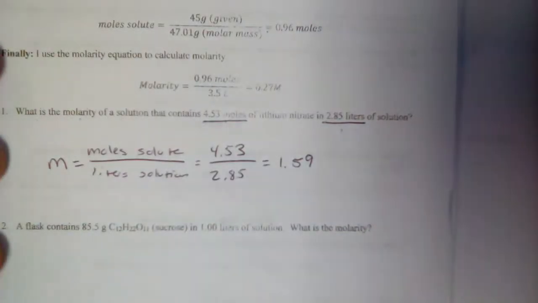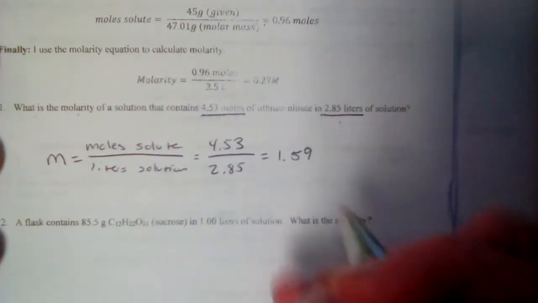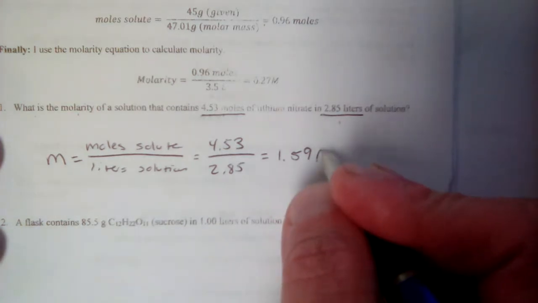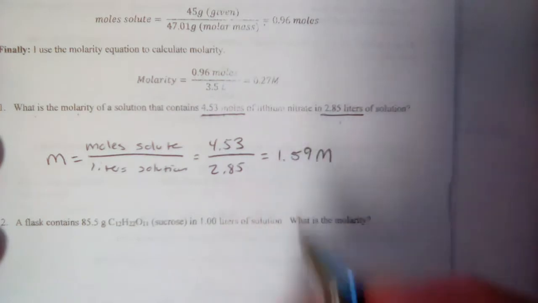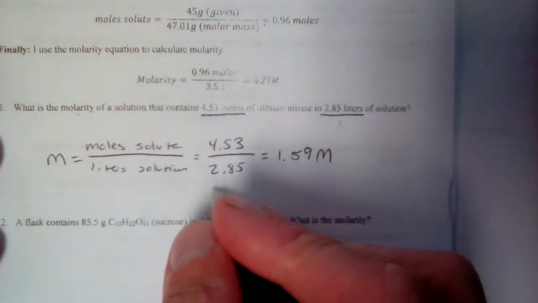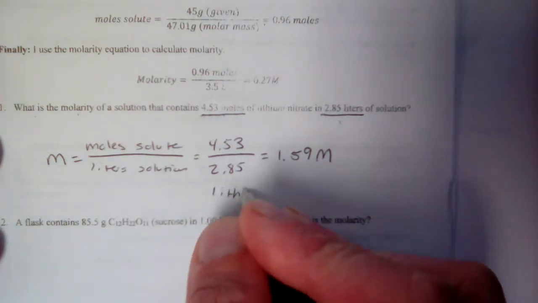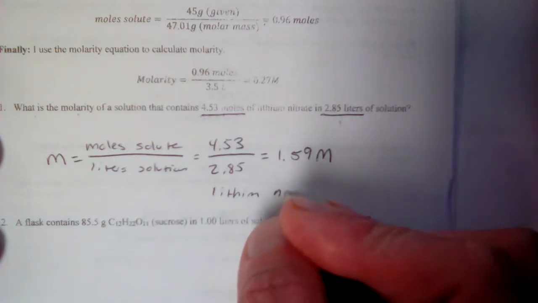Remember, the tests you're taking are multiple choice, so as long as you're close enough, you'll get it. Unit-wise, we just put that capital M there because that's how we abbreviate molarity, and it's always good to write down the formula of your compound. This is lithium nitrate.